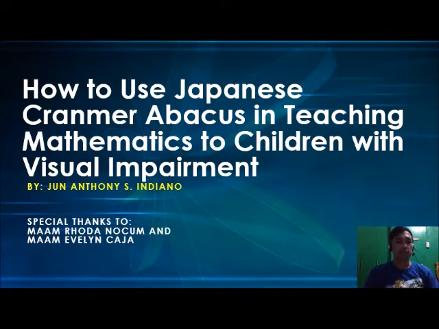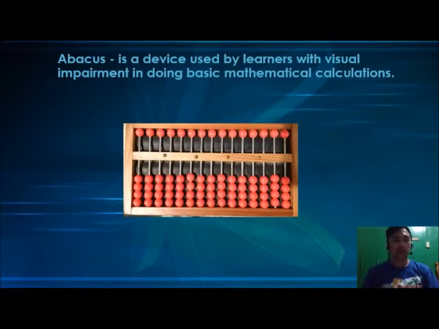In this video, we will learn how to use the Japanese Cranmer Abacus in teaching mathematics to our children with visual impairment. Special thanks to Ma'am Rhoda Nokum and Ma'am Evelyn Kaha. What is abacus? Abacus is a device used by learners with visual impairment in doing basic mathematical calculation.